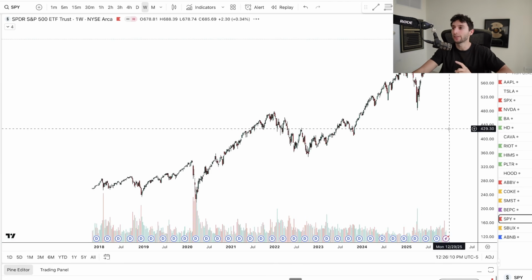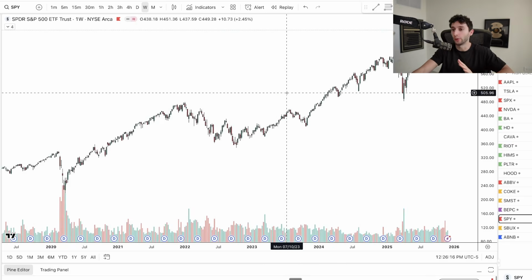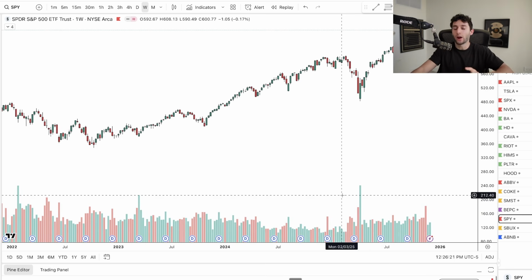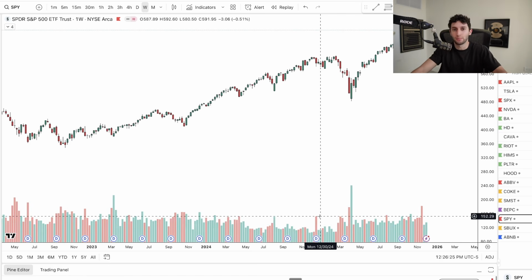But the indicator that I actually use to catch these bottoms is volume. And it's not volume profile, not any crazy indicator you have to download. It's simply just the volume on the bottom of your screen here. Now, I know what you're thinking. Jordan, I've looked at volume, but there's no way this can actually tell me if price is going to bottom. But it actually can. I'm going to show you that in this video.